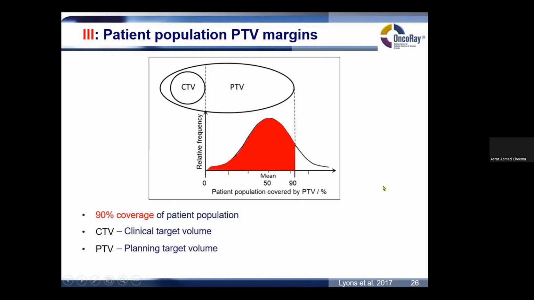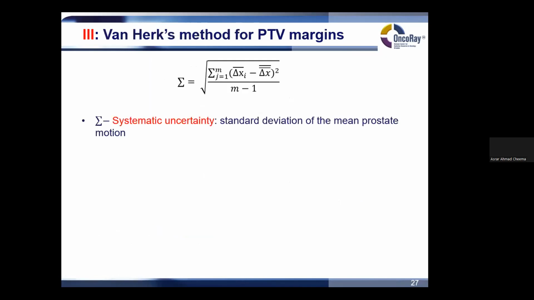So Van Herk used the same strategy, but using statistical means to give a 95% coverage of the CTV, including all the major uncertainties, and for the 90% patient population. So 95% coverage of the CTV, including major setup variations and interfractional prostate motion for the 90% patient population. This was the objective.